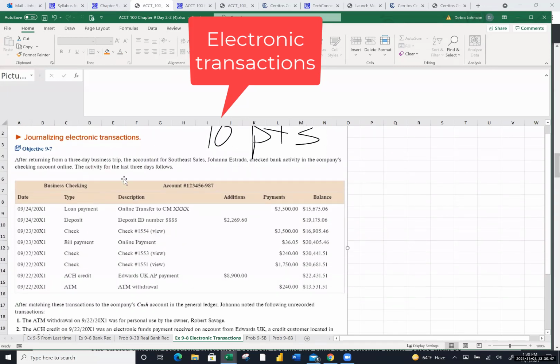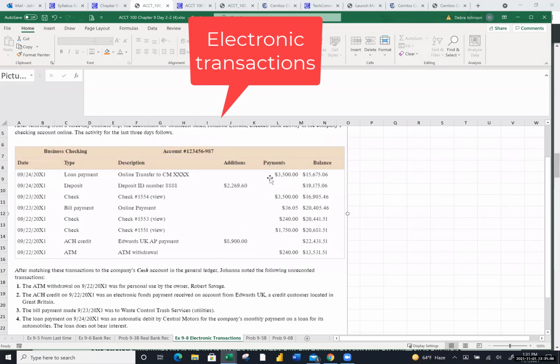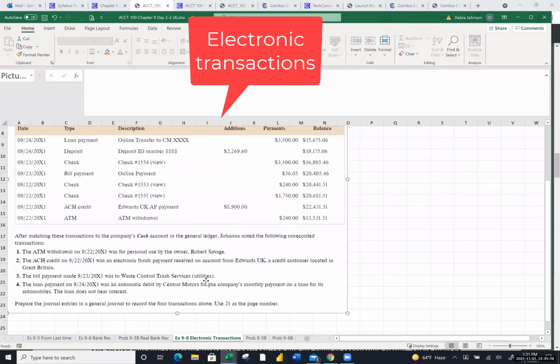It says after returning, Freudian slip there. After returning from a 3-day business trip, the accountant for Southeast Sales, Joanna Estrada, checked bank activity in the company's checking account online, and she sees all this activity that has happened. After matching these transactions to the company's cash account, she noted the following unrecorded transactions.